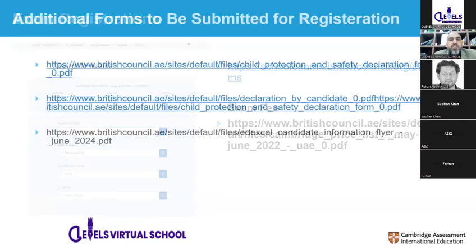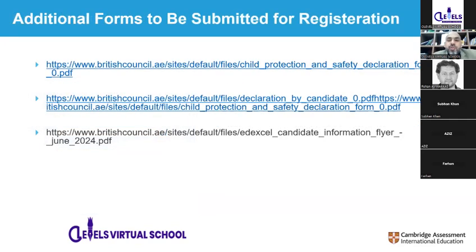The next thing is, all these forms which I have shown you are on the website itself. The links are there. You can go directly, you just click on that and you will land on that page, which has all the information to collect the forms and submit online when you register the student there.